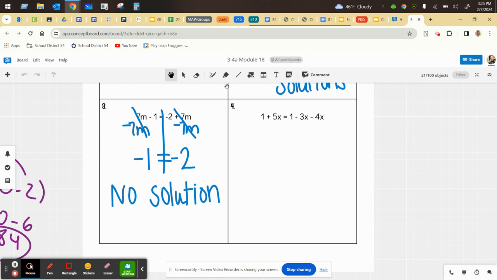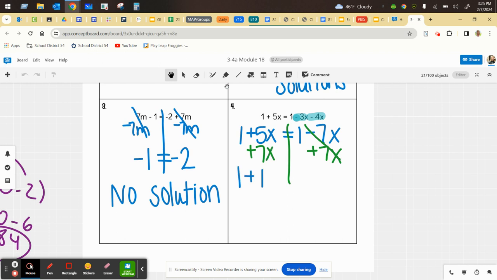Looking at number 4, I have some like terms. So I'm going to combine those first. Negative 3 minus 4, that's negative 7, so I'm going to rewrite it. Okay, our variables are not the same now, so we're going to continue solving. I'm going to add 7x to both sides. So that becomes 1 plus 12x equals 1. All right, I got my variables to the left. Let's get my constants to the right. So I'm going to subtract 1. So I have 12x equals 0.